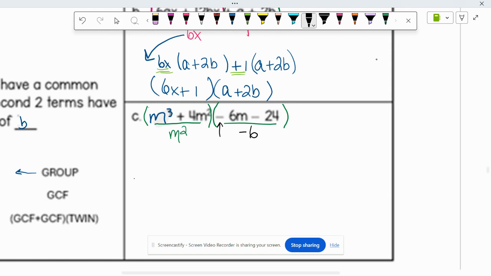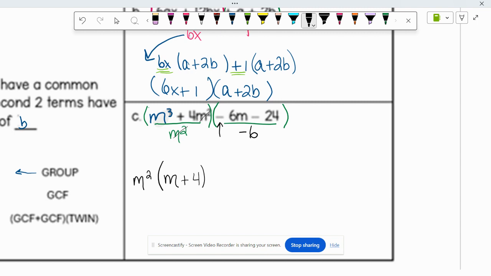Okay, so let's see. I'm going to pull my m squared out. That's my first GCF. M cubed divided by m squared. 3 minus 2 is 1. So that's m to the first power, or we just write it as m. 4m squared divided by m squared is just a positive 4. Do you guys see that these cancel out? Yay or nay? Maybe so.